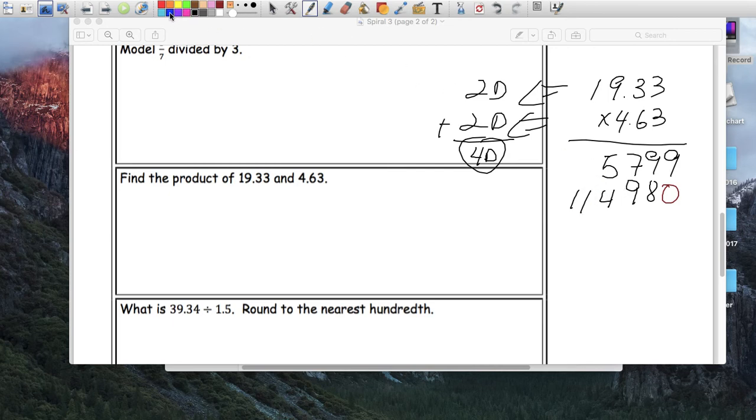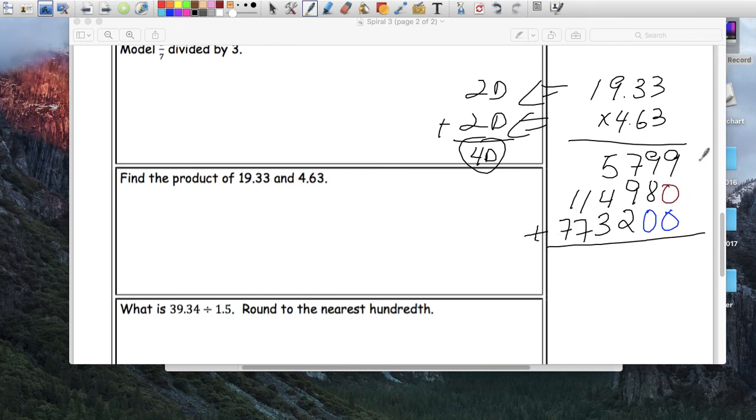And then we're going to add 2 zeros before we start multiplying the 4. So we're going to go 1, 2, and now we can start multiplying the 4. 4 times 3 is 12. Carry 1. 4 times 3 is 12 again, plus 1 is 13. Carry 1. 4 times 9 is 36, plus 1 is 37. Carry 3. 4 times 1 is 4, plus 3 is 7.